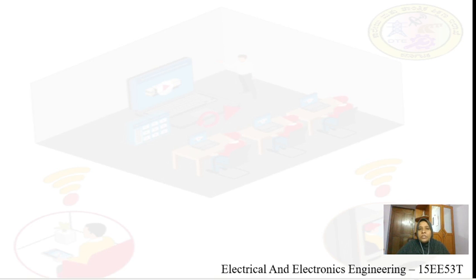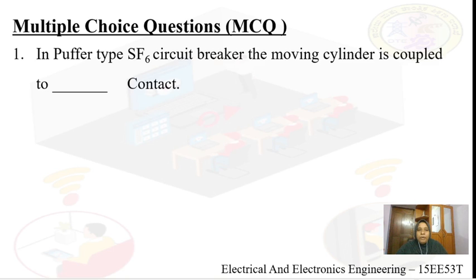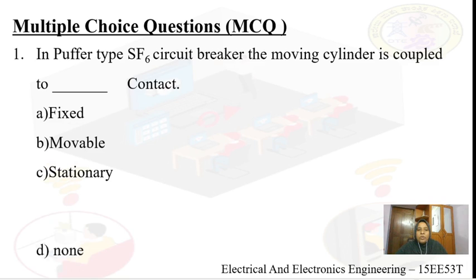I hope with this you have understood all the concepts we have covered in today's session. Let us try to assess ourselves by answering the MCQs. Let us take up the first multiple choice question. In puffer type SF6 circuit breaker, the moving cylinder is coupled to: dash contact, fixed contact, movable contact, stationary contact, none. So when we saw the construction, we saw that the movable cylinder is fixed to the movable contact. Your answer should be option B. The answer is option B. So this is the answer for the first MCQ.